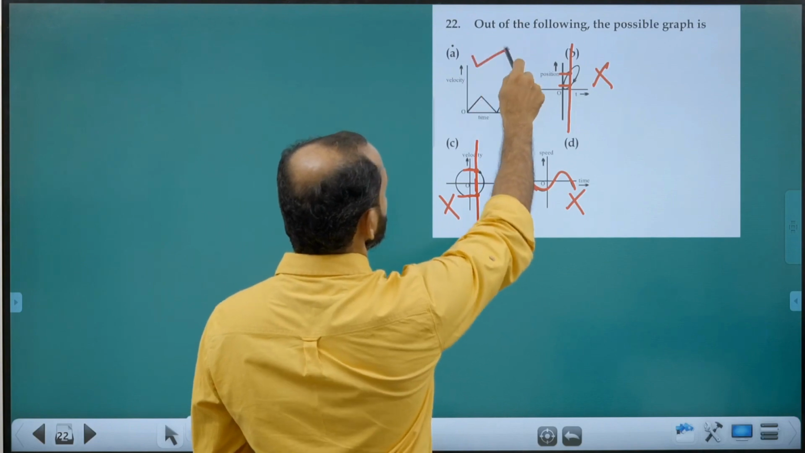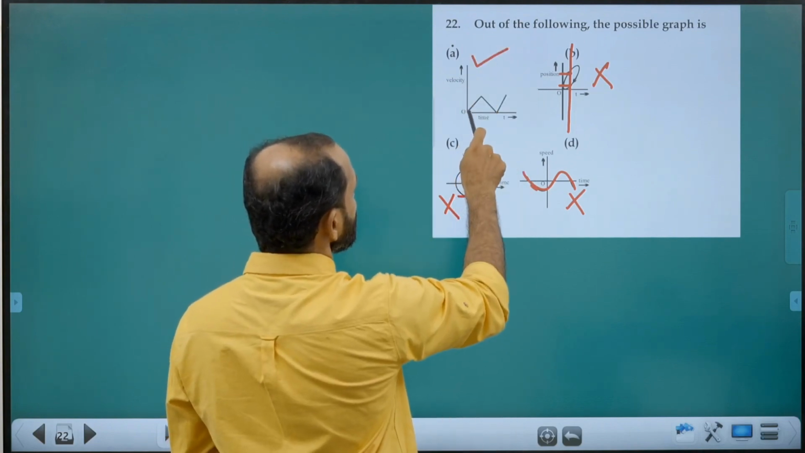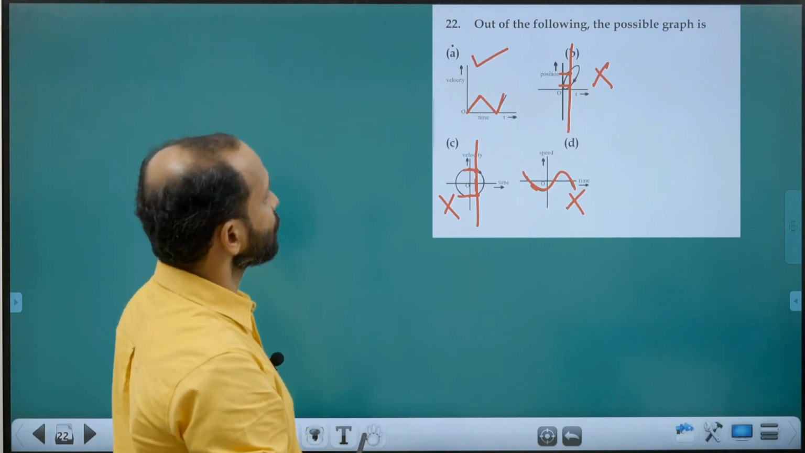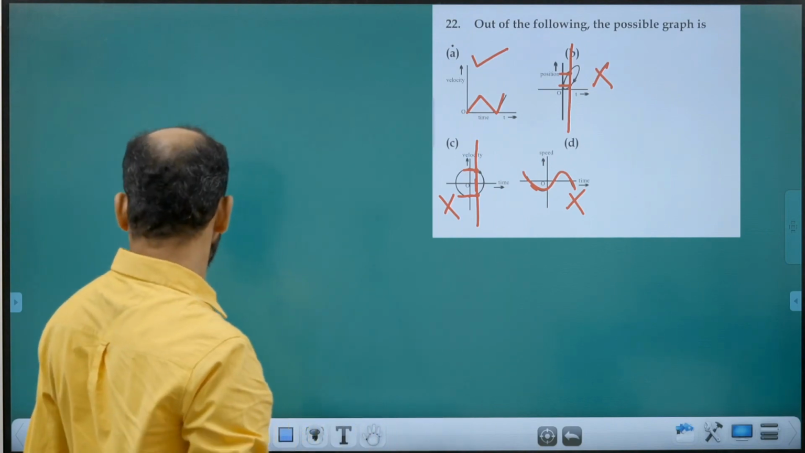But this one is possible because that is velocity. So velocity can increase. It can decrease. Okay, velocity is a vector. So the answer is A.